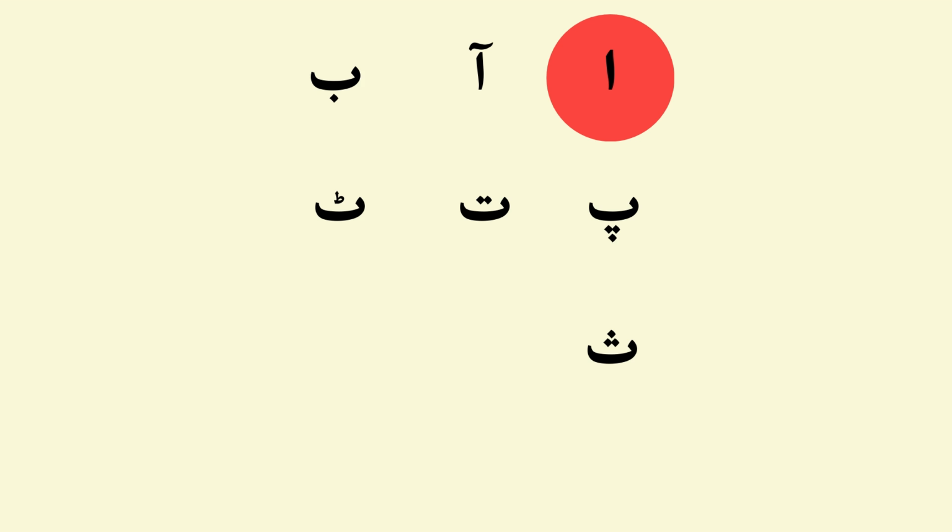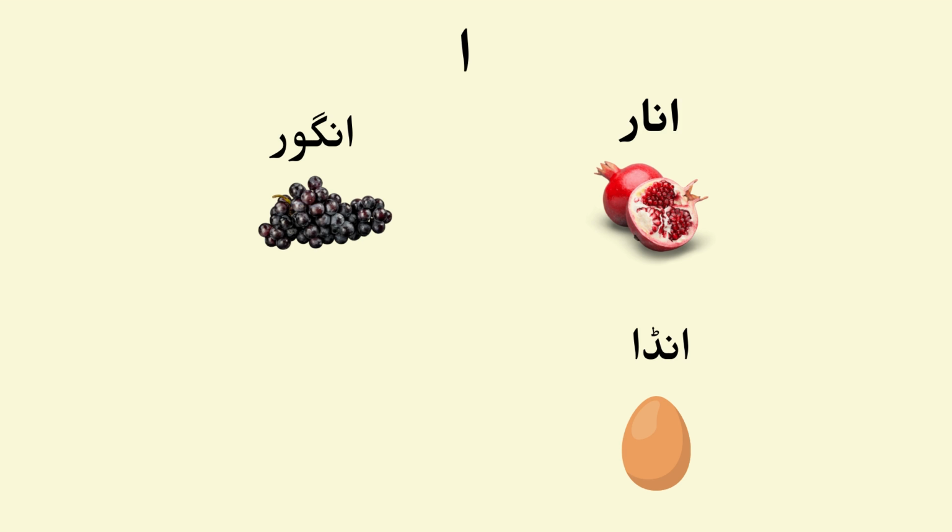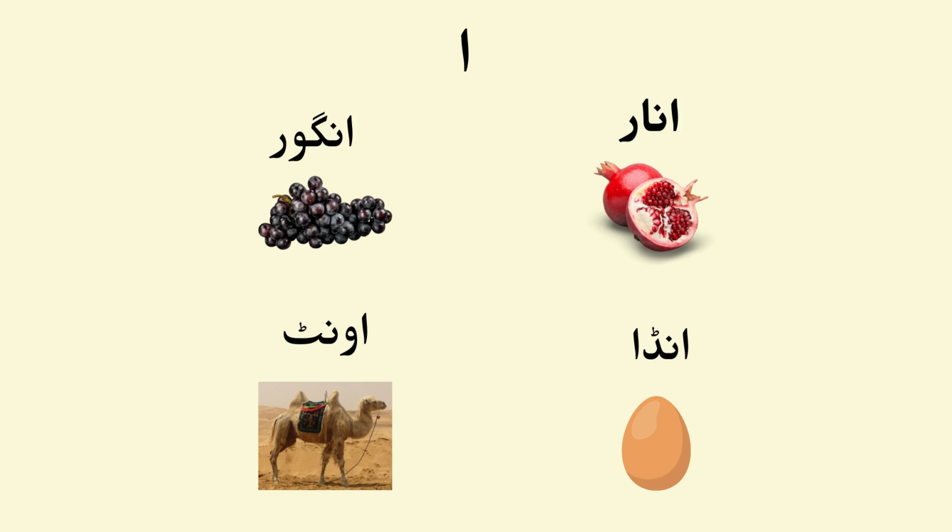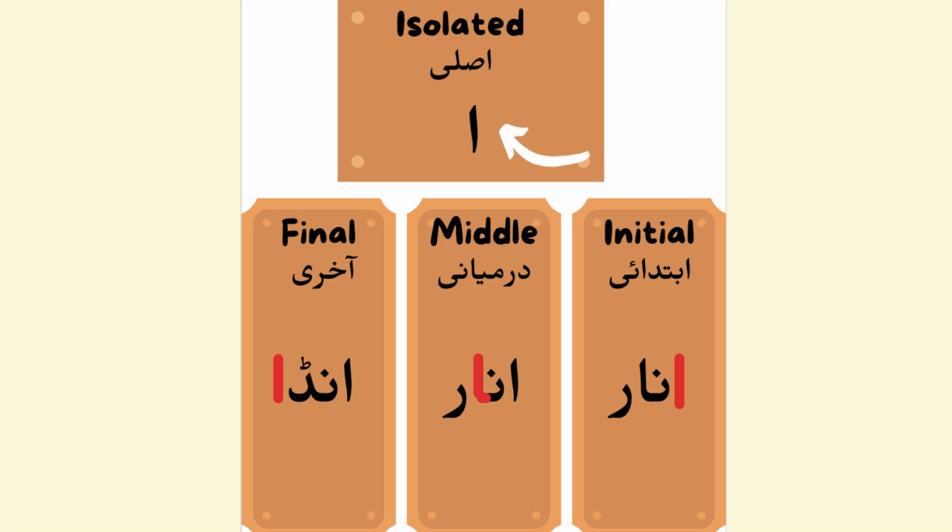Okay, so we are gonna start. Alif anar, alif angur, alif anda, alif ऊंट. So this is the isolated form of alif. This is initial जब हम alif लिखेंगे, and this comes in middle and this comes in end. So these are all we can use in words.